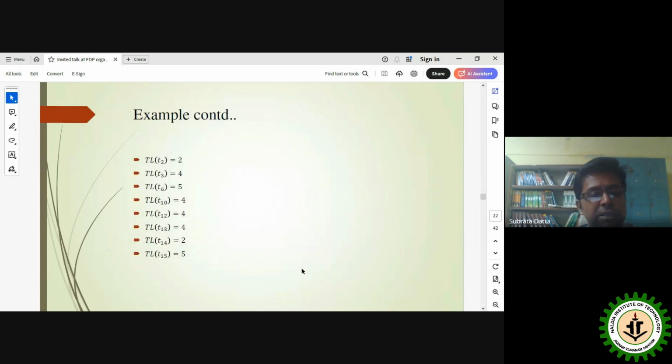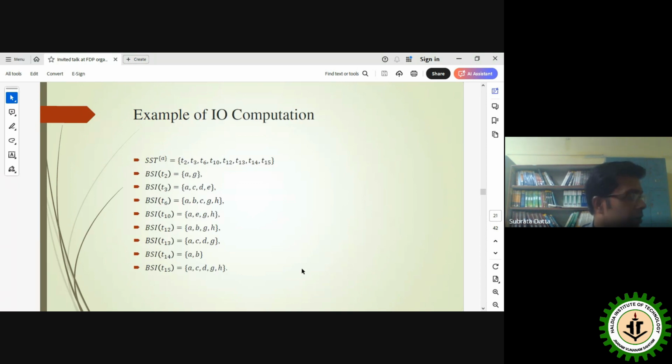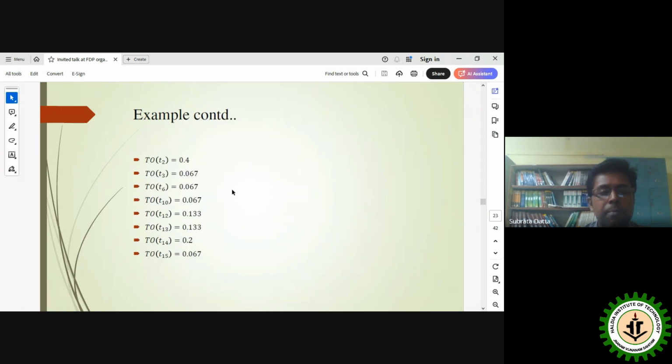Next, the transaction length for each of those transactions. Those are the set of supporting transactions of A, and only for those transactions are we calculating the transaction length. It is nothing but the mode of BSI. So, for example, in the previous slide we have BSI T2 AG, so its transaction length is simply 2. For the next one, T3, it will be 4. Very simple things.